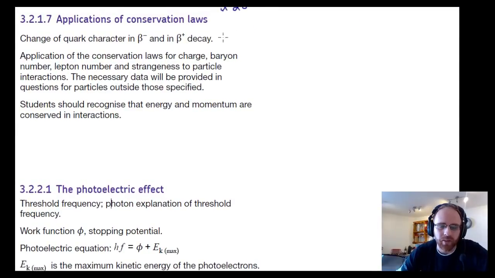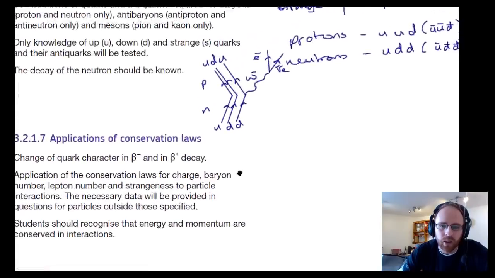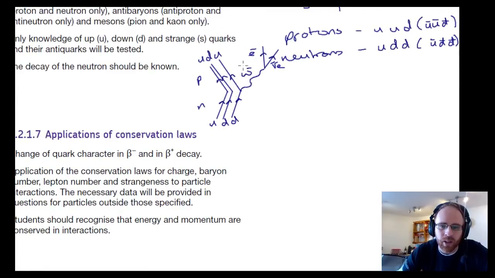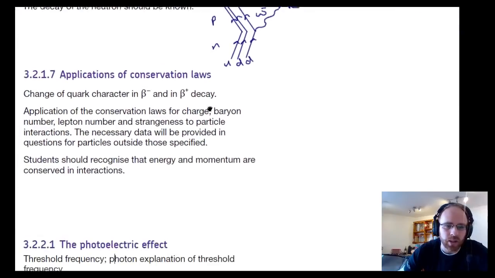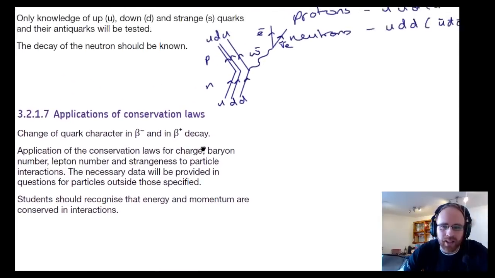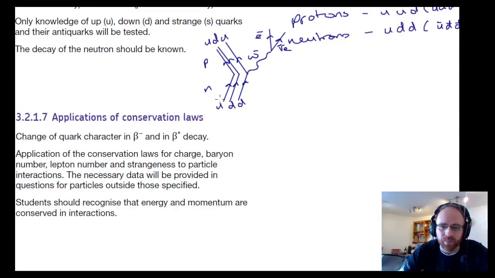I don't think I've ever read this part of the spec. That's pretty bad, isn't it? Change of quark character in beta minus and beta plus decay. Oh, I just did that. So in beta minus decay, a down quark changes to an up quark. In beta plus decay, an up quark changes into a down quark. So that changes the quarks. So that is a weak interaction with no change in strangeness.